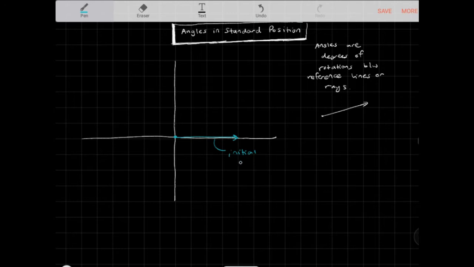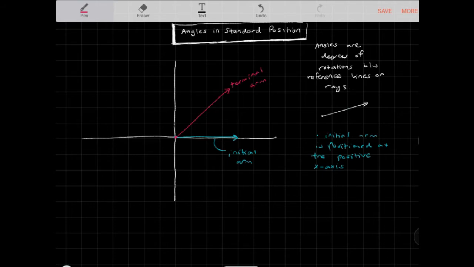It's always positioned on the x-axis, right? So the initial arm is positioned at the positive x-axis. And another ray that we're going to be looking at is something called the terminal arm. And the terminal arm can be located on the initial arm or away from the initial arm. So let's say the terminal arm is located here. Okay, so this guy here is called the terminal arm.